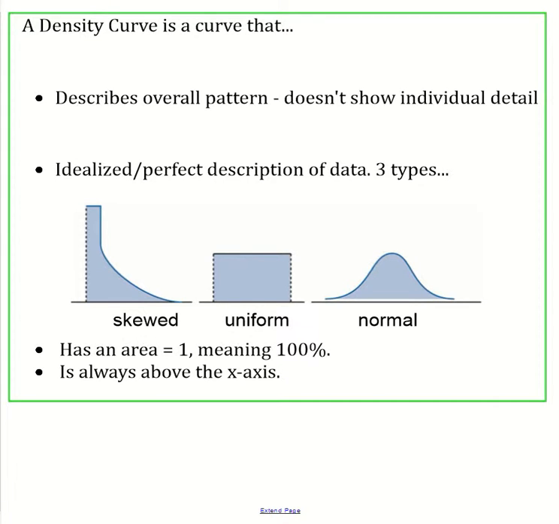It is a curve that describes the overall pattern. It doesn't show individual detail. It's an idealized, perfect description of data. There are three types. There are skewed, where there are more data points on one side, uniform, where it's completely distributed evenly, and normal density curves, which are symmetric. The thing about density curves is each one has an area of 1, which means that it covers 100% of the data, and it's always above the x-axis. All right? And so we're going to draw some density curves and evaluate them.